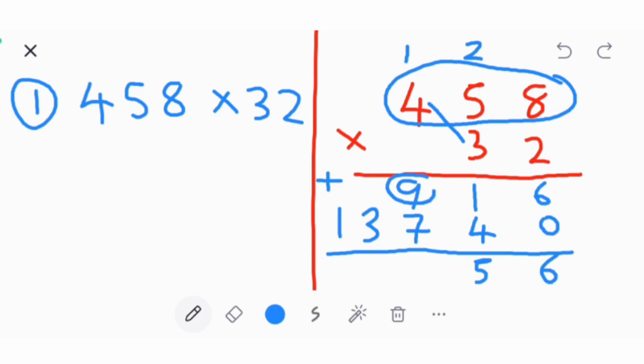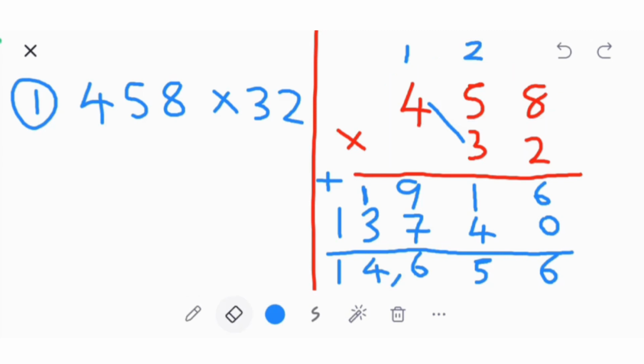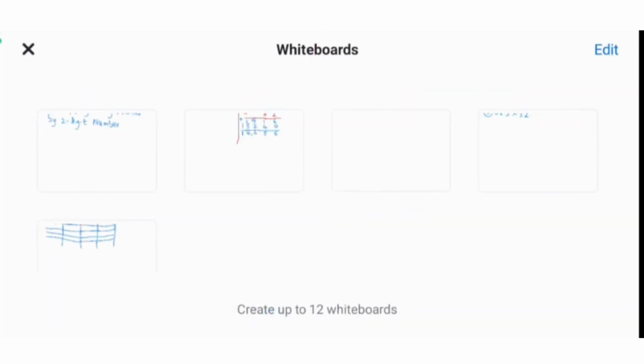Now what is 9 plus 7? 9 plus 7 is 16. Write down 6. Put 1 on top of 3. The 1 that you put on top of 3 plus 3, you have 4. Then you write this 1 again. So the answer is 14,656. It's quite easy. Let's look at another question.